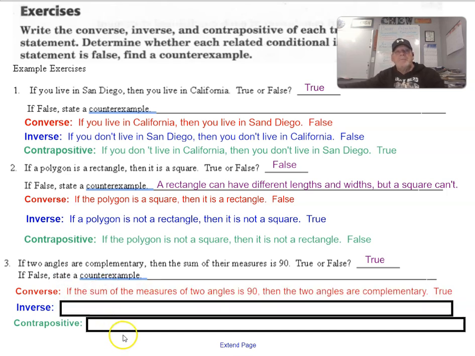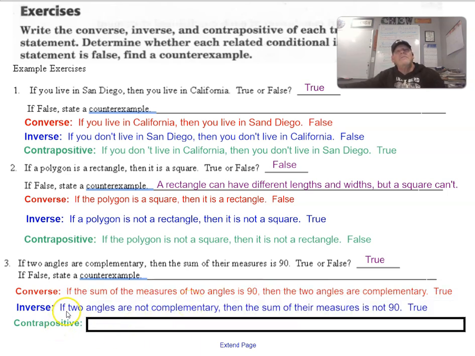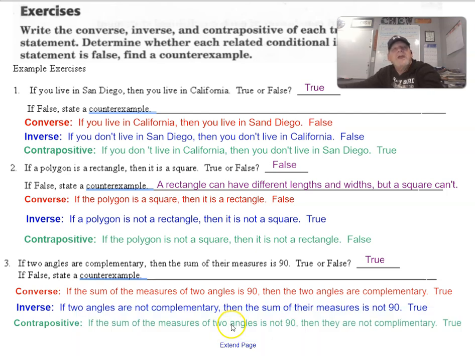Remember the converse, we're flipping the hypothesis and the conclusion. If the sum of the measures of two angles is 90, then the two angles are complementary. That is true. Now, an inverse, we're going to say not to the original. If two angles are not complementary, then the sum of the measures is not 90. That's true. Now, the contrapositive, we're going to negate the converse. If the sum of the measures of two angles is not 90, then they are not complementary, and that as well is true.